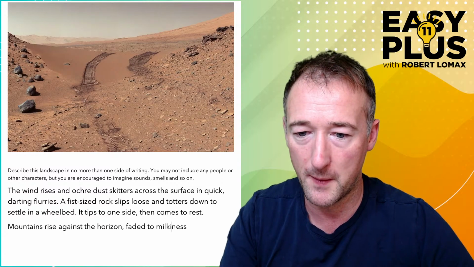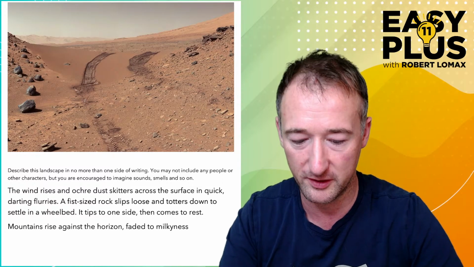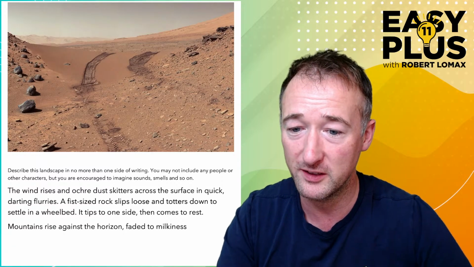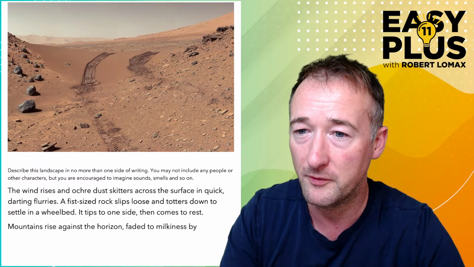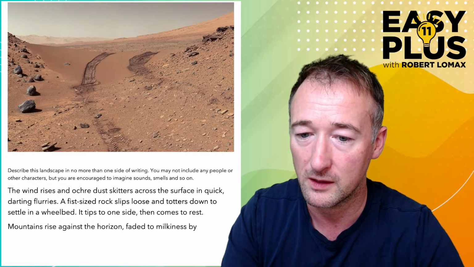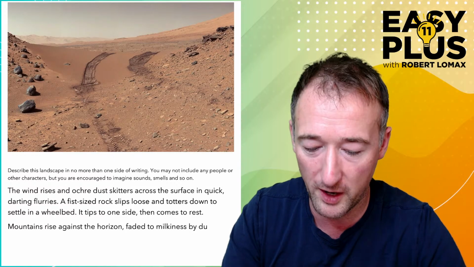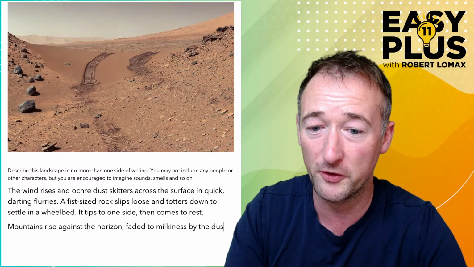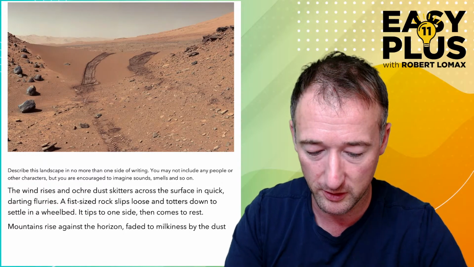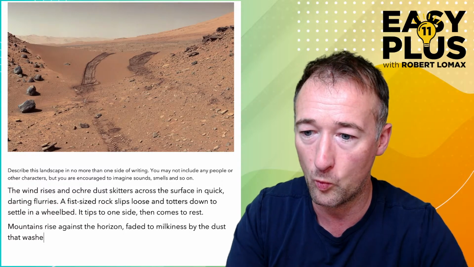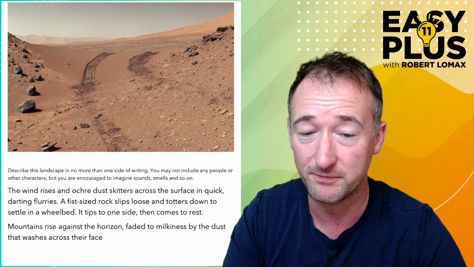Remember, if you've got a word like milky, and you stick a ness on the end of it, the Y normally becomes an I. Faded to milkiness, by the dust. What's the dust doing? Well, the milk is a liquid. Let's stick with the liquid image. By the dust that washes across their face.